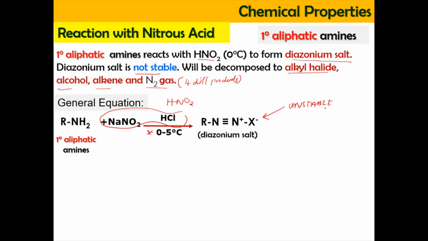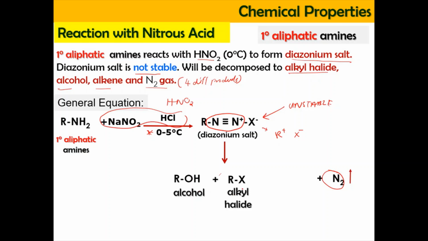Okay, so when it is unstable, it's going to be decomposed further in order to produce nitrogen gas, because here you can remove it in order to form nitrogen gas, and as a result you can also produce R plus and X minus, which is a cation as well as an anion. And as a result of this reaction, you're going to produce an alcohol, alkyl halides, as well as an alkene. So for your level, you can just directly say that primary aliphatic amine reacting with the nitrous acid will give these four different products here.